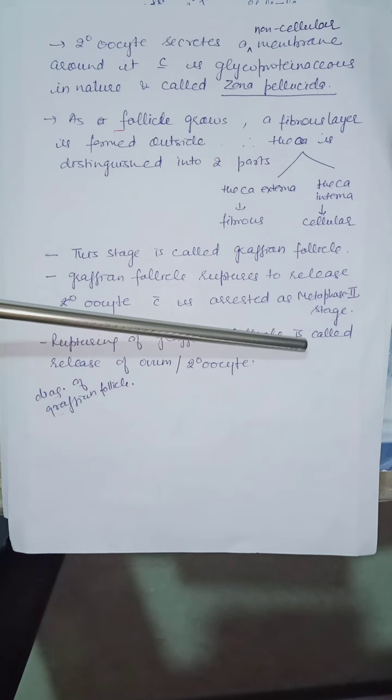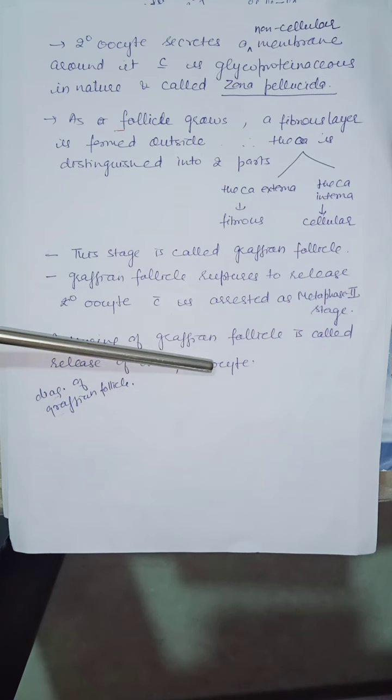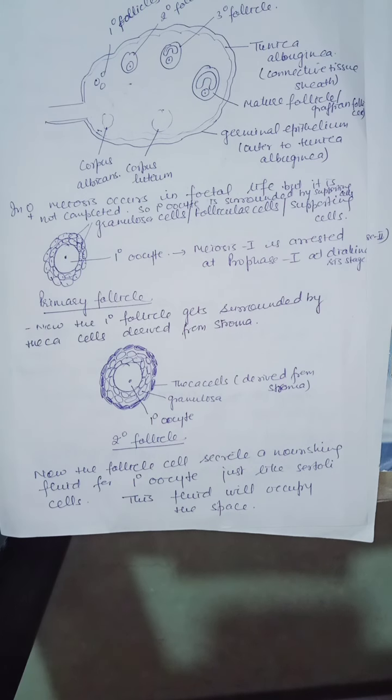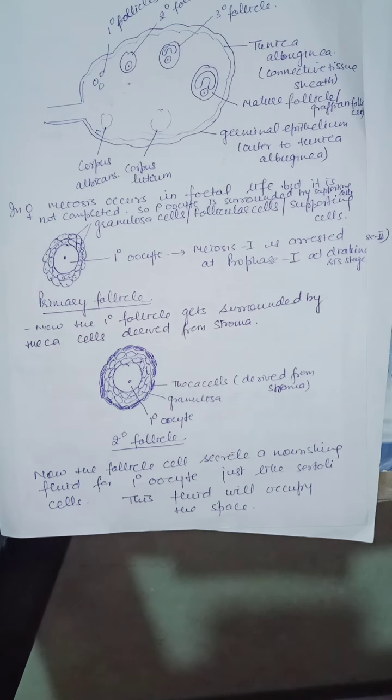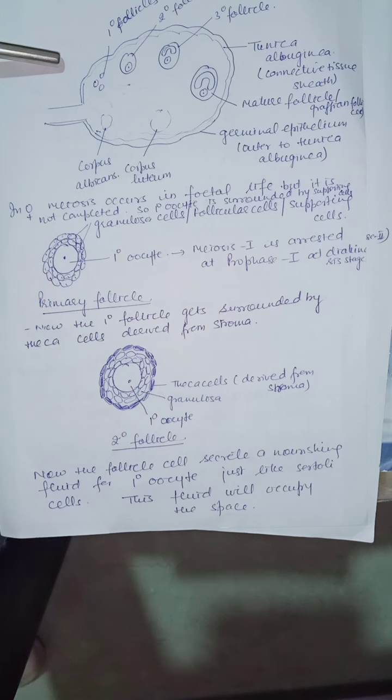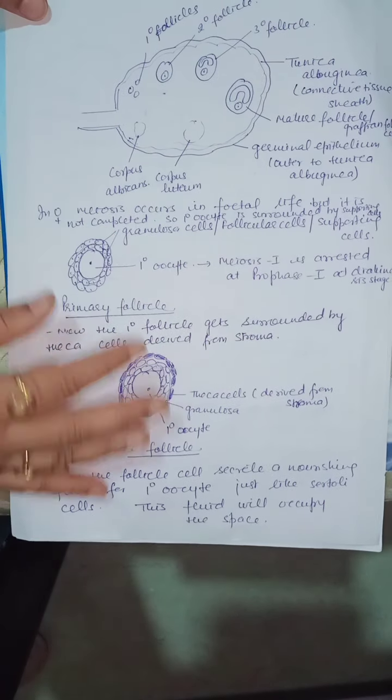Rupturing of Graafian follicle is called release of ovum or secondary oocyte. See children, I have shown various stages here, and this diagram is very important from the board point of view. This can be asked in 5 marks. This is drawn in NCERT and you have to practice it in your notebooks.